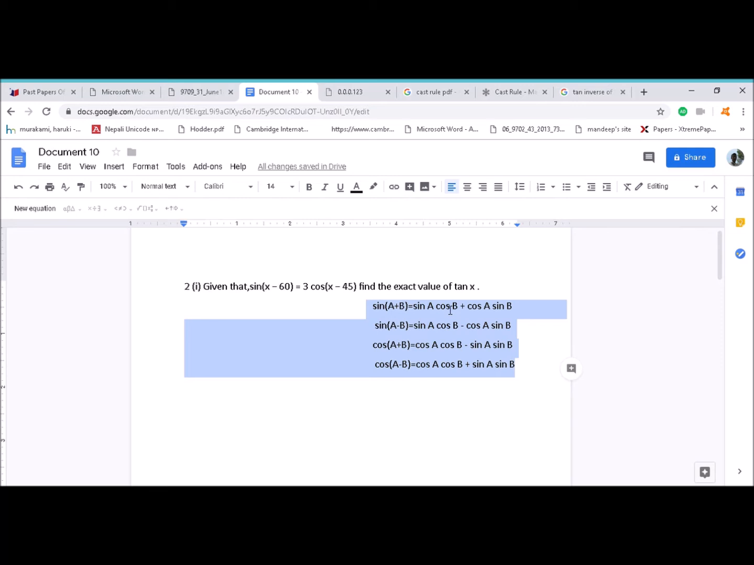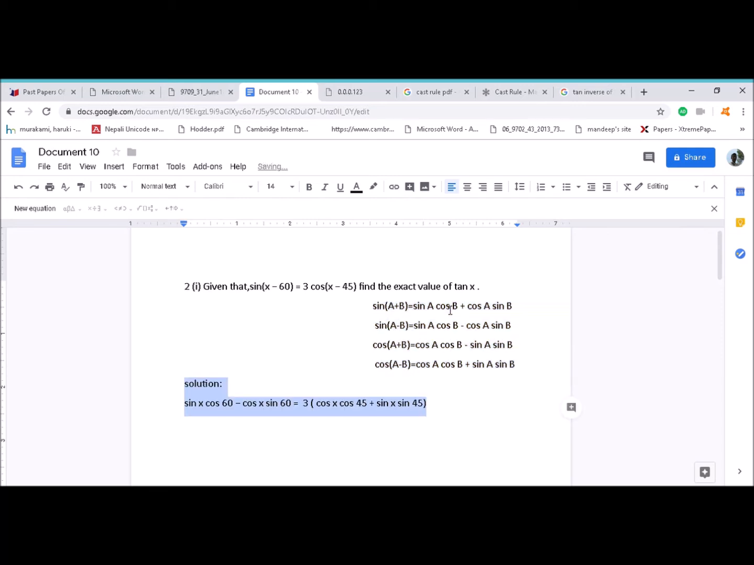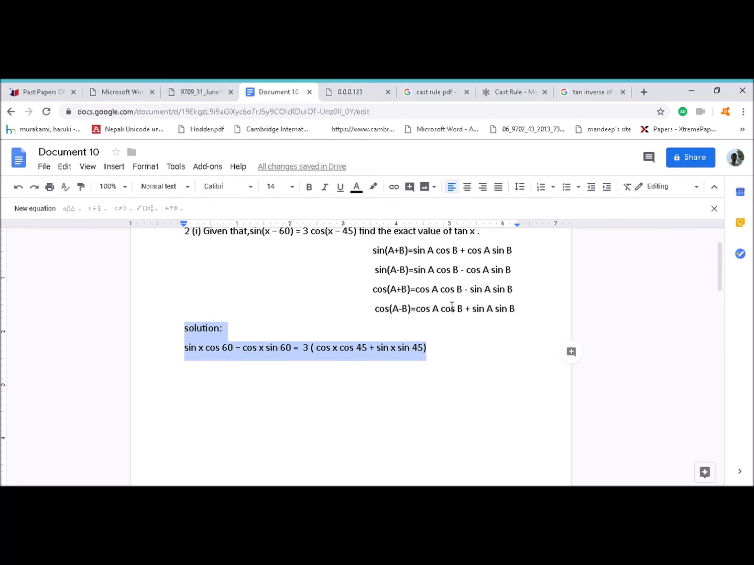Now let's jump into the solution. Just expanding that, sin(x - 60) will be sin a cos b - cos a sin b, so x will be a and b will be 60, so it will be sin x cos 60 - cos x sin 60 = 3 times cos(x - 45), which will be cos a cos b + sin a sin b, so it will be 3 times (cos x cos 45 + sin x sin 45).